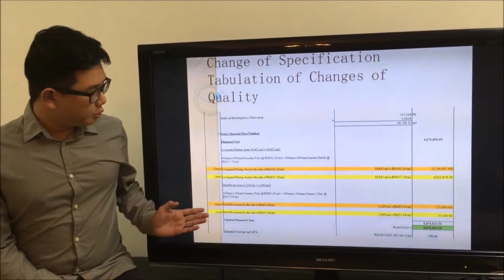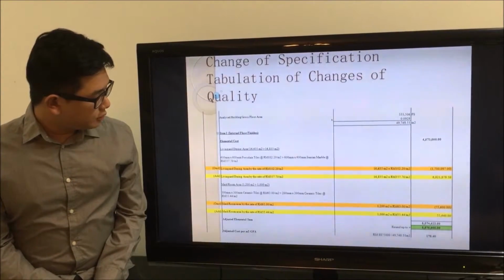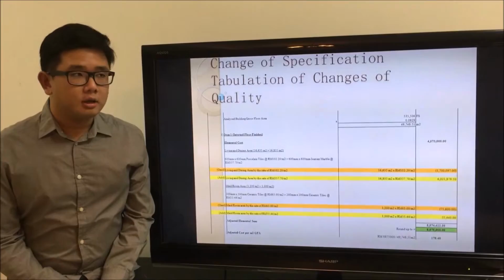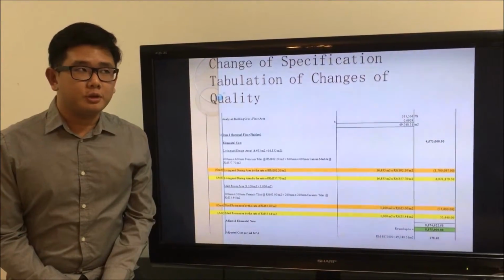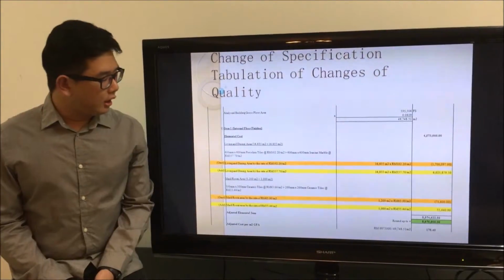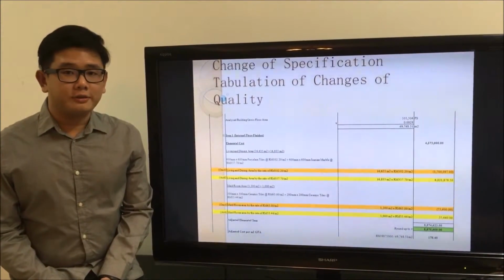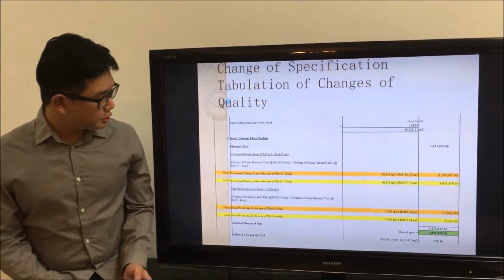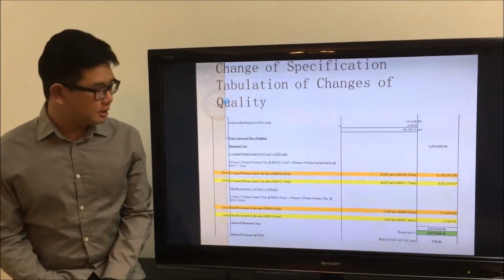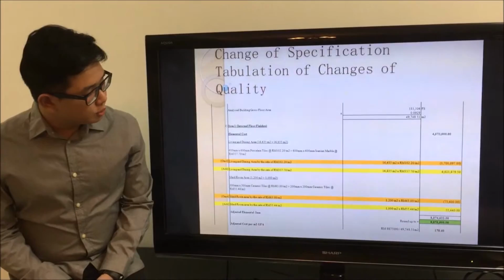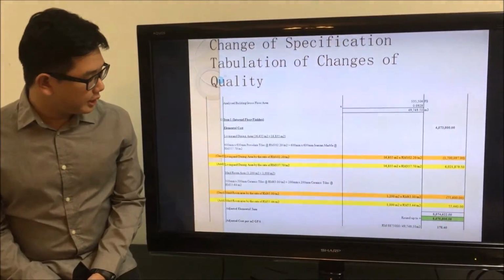And next is the bedroom area, which is from 1002 to 1000, which is a reduction of 200 meters square. And it is also requested by the client to change the finishes of the bedroom, which is 300 times 300 ceramic tiles at a rate of 63 to 200 times 200 ceramic tiles at a rate of 55.